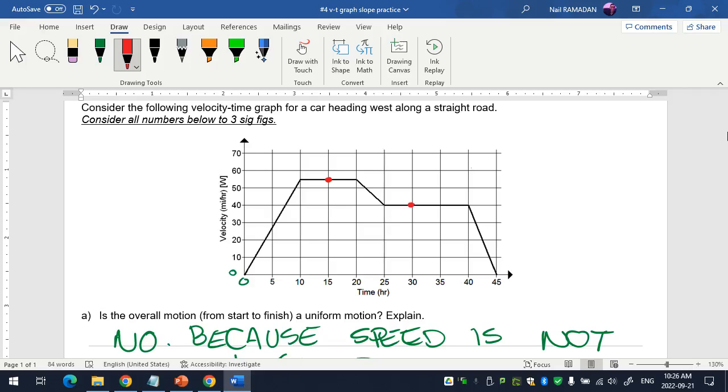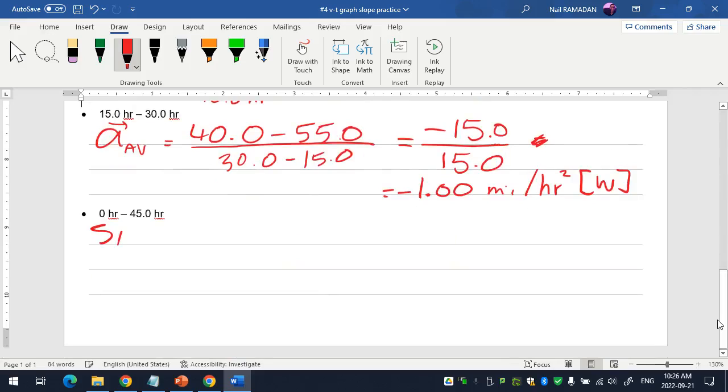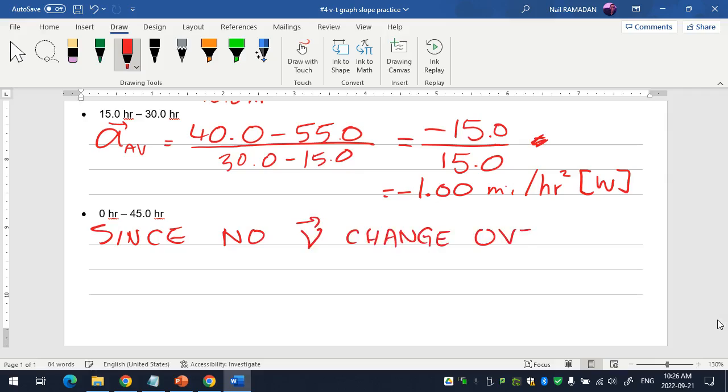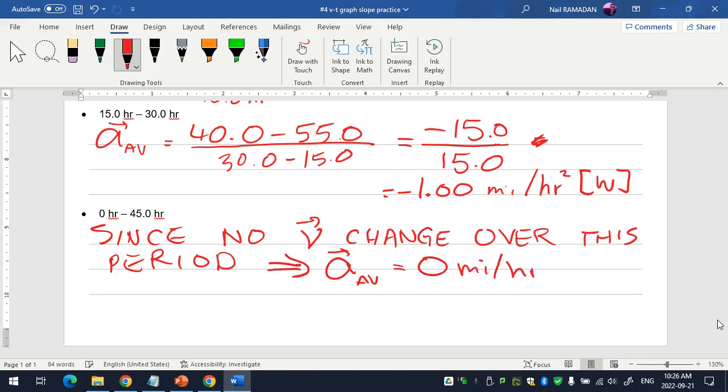What was the velocity at the beginning? What was the velocity at the very end? As far as you're concerned, you did not see a velocity change. Done. That's it. So we can just say, since no v change over this period, that implies average acceleration over all that is, well, technically we have to write it correctly, 0 miles per hour squared in the technically west direction. Nice. I'm a big fan of shortcuts. Use them once you know why they work.